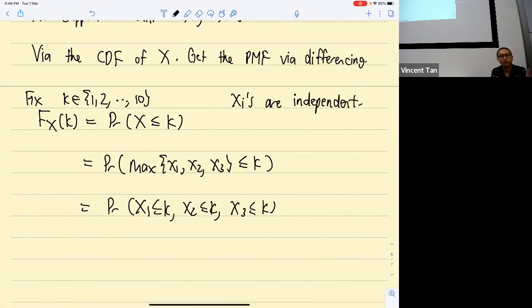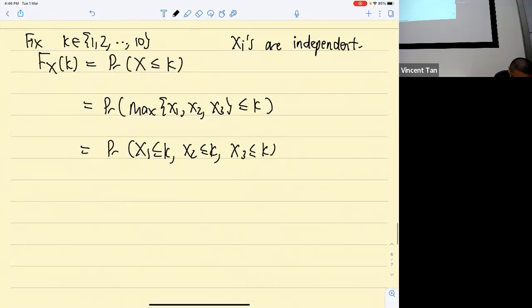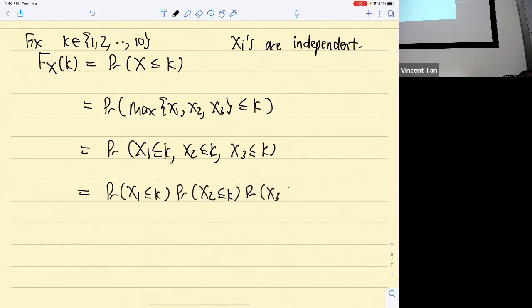Say you didn't revise across the days and the tests are all independent. So this becomes the product: probability X1 less than K, probability X2 less than K, probability X3 less than or equal to K. This is being used here. That's the meaning of independence.